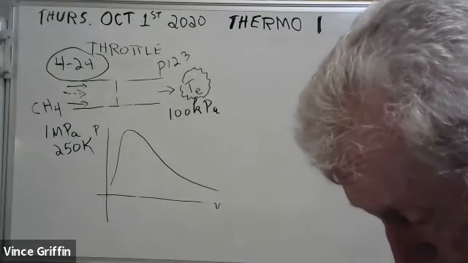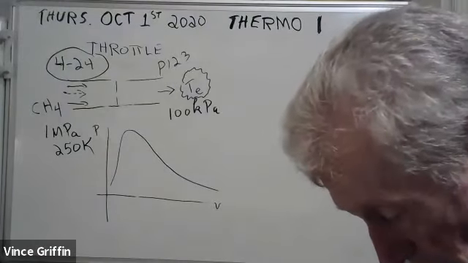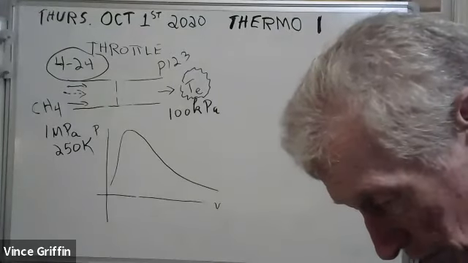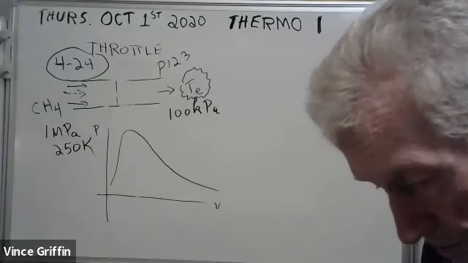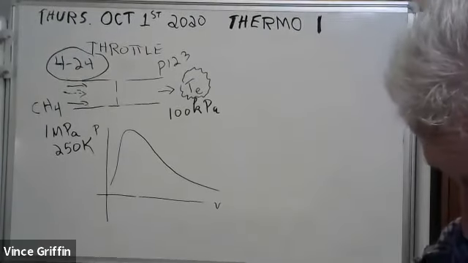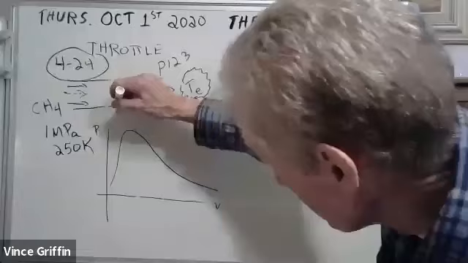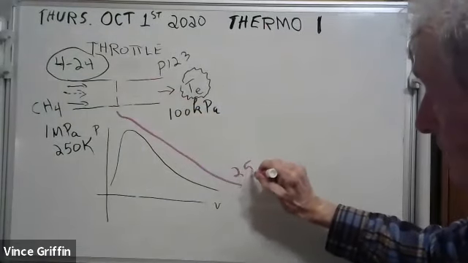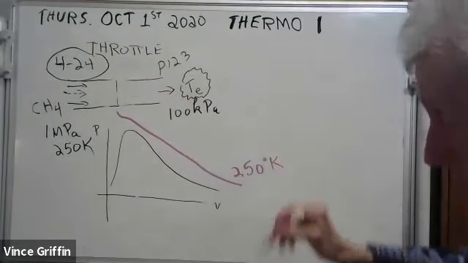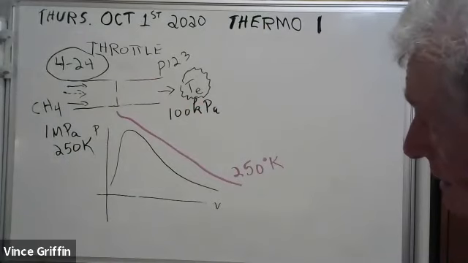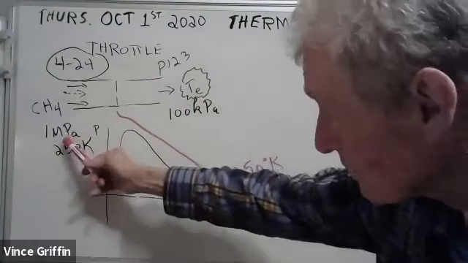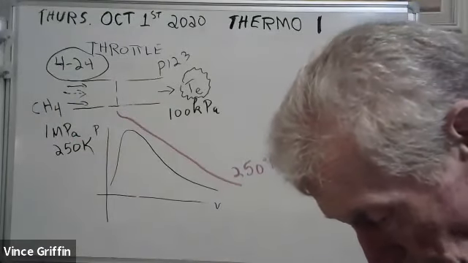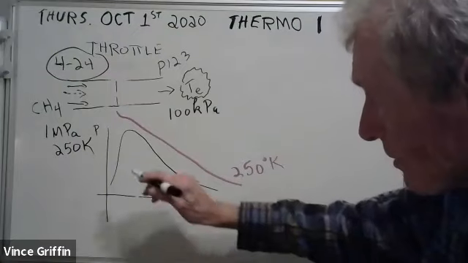Now we're at 250K. Well, you know what? The top of the dome is 190.6K. So that must mean that 250 is up here someplace. Yeah, there's 250. Now we have 1 megapascal. You know what? That's 1,000 kilopascals. That's kind of in the middle here.